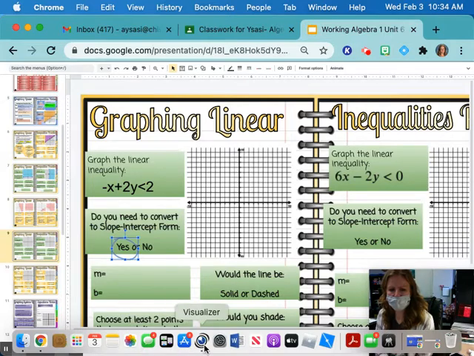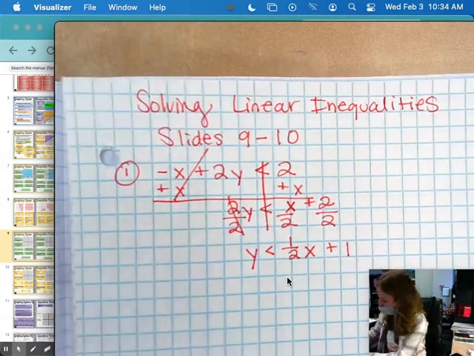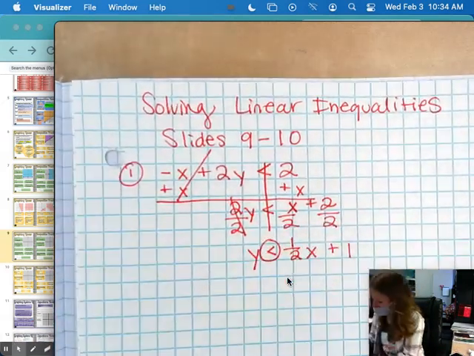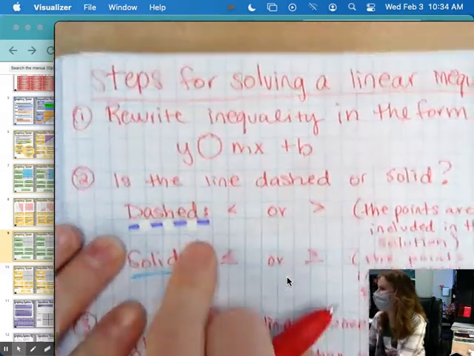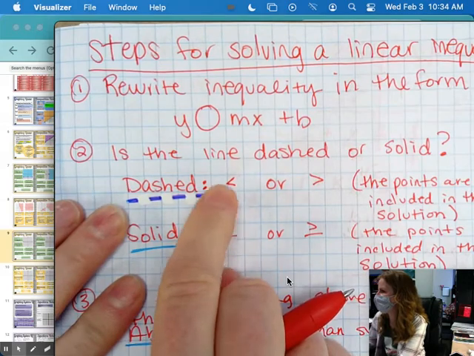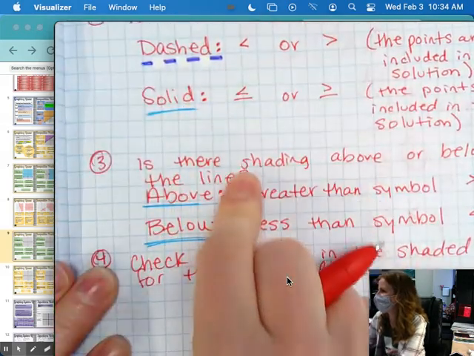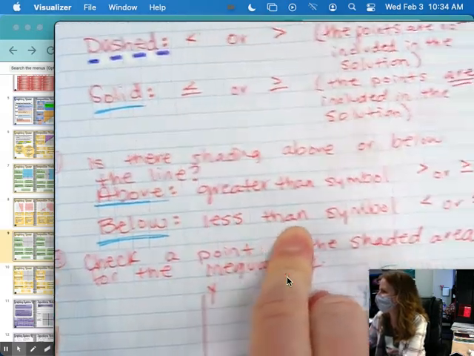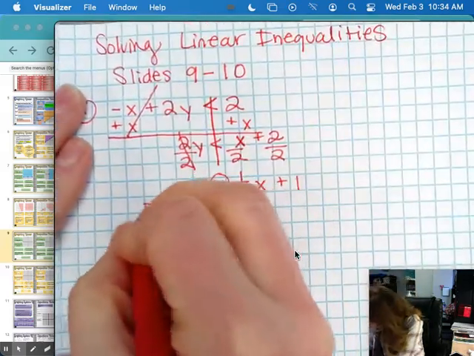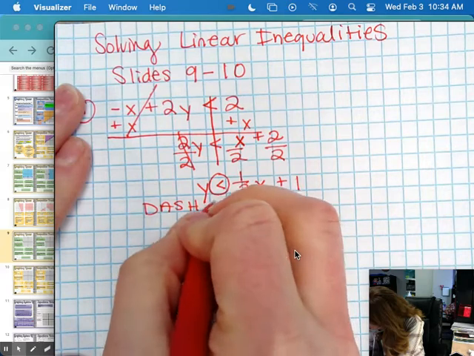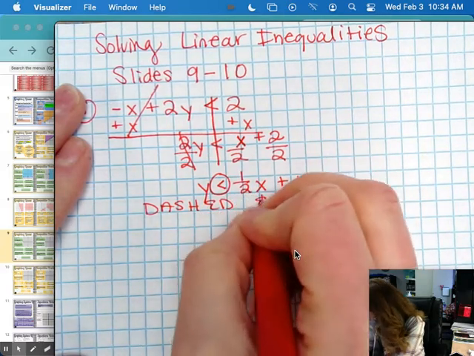Okay, so I want to go ahead and look at this symbol and look back at our notes. It's a less than symbol. So if I look back at my notes, I see less than is going to be dashed, and less than is going to be below. So I'm going to go ahead and write that: dashed and below.